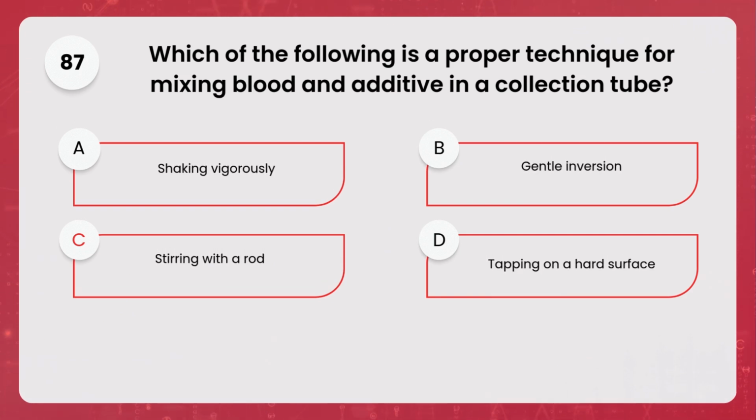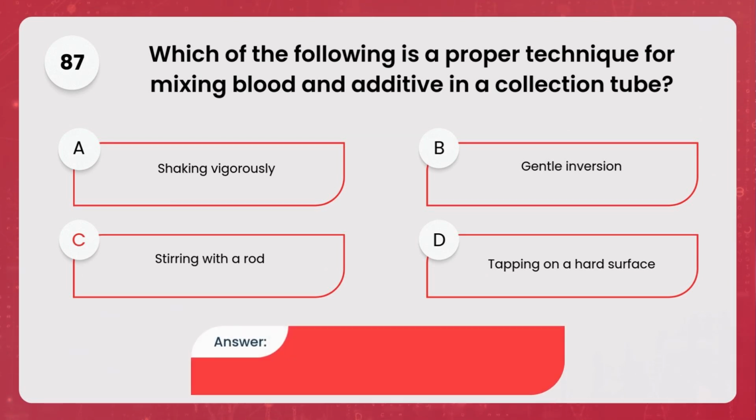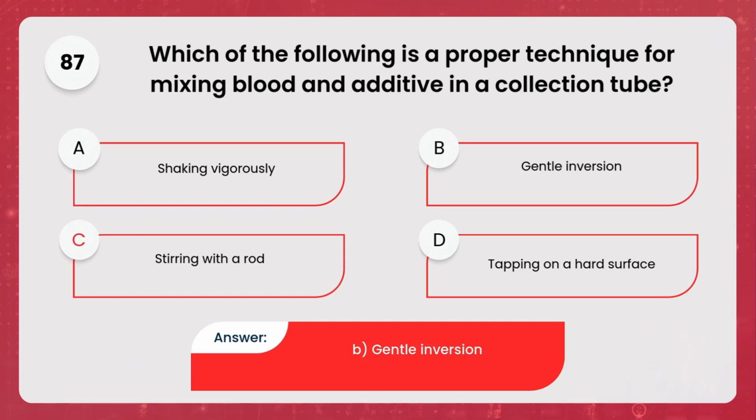Number 87. Which of the following is a proper technique for mixing blood and additive in a collection tube? A. Shaking vigorously. B. Gentle inversion. C. Stirring with a rod. Or D. Tapping on a hard surface? The answer is B. Gentle inversion.